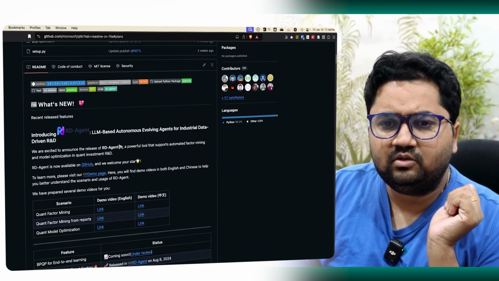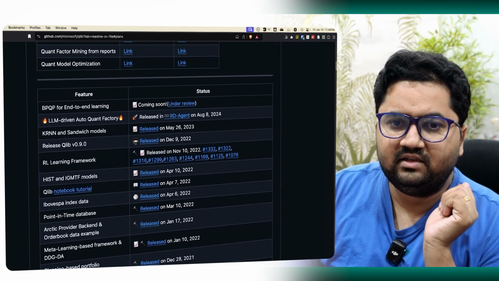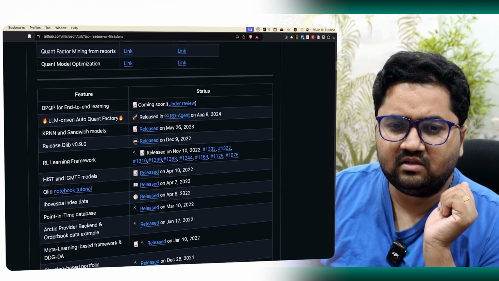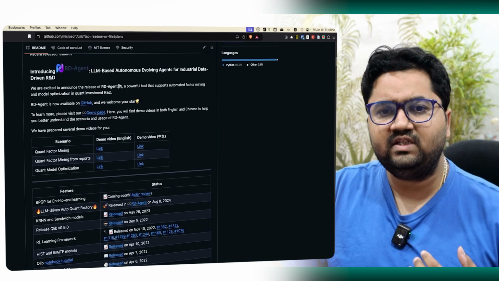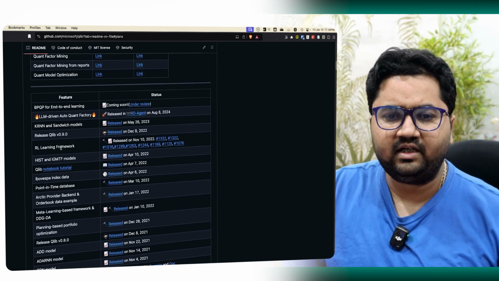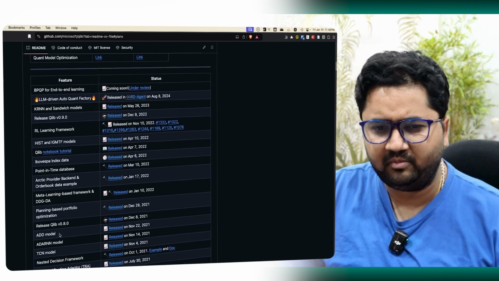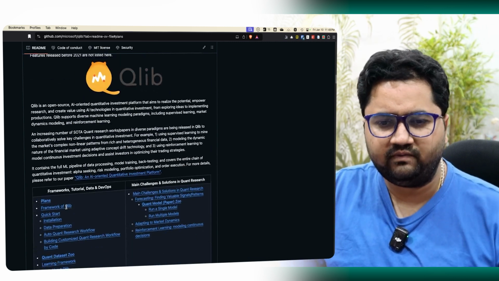All right. So what they do here is, why is it not zooming in? Yeah. They have a lot of features present in this library, and they have tried to list them out, like portfolio optimization methods, different sorts of frameworks, and a lot of different stuff.